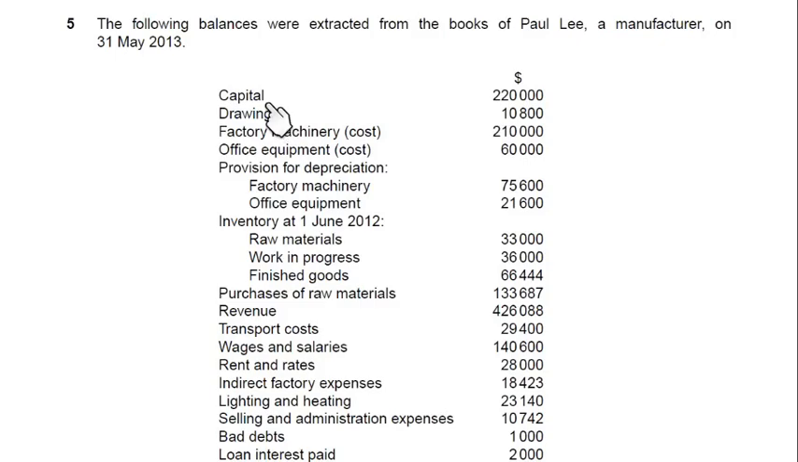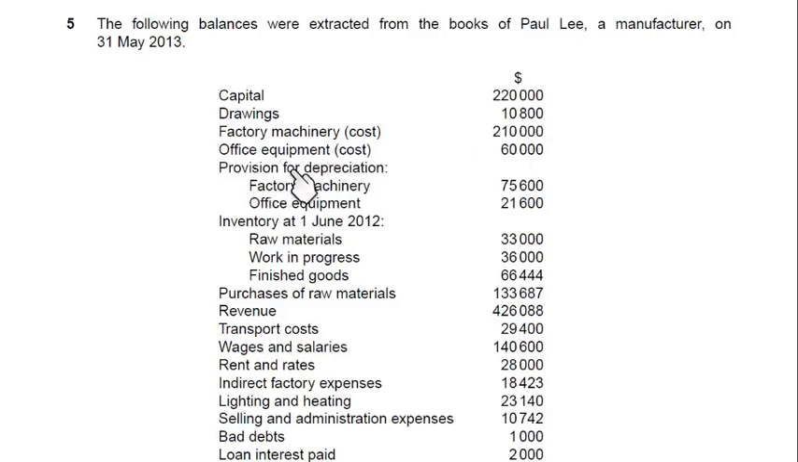It is a list of balances that is given. Firstly, we have capital. The capital is always opening capital. Closing capital is never given in the examination. It always needs to be calculated through the statement of financial position. Then we have drawings. Then we have factory machinery at cost, meaning we have bought the machinery for 210,000. Then we have office equipment, it is also at cost.